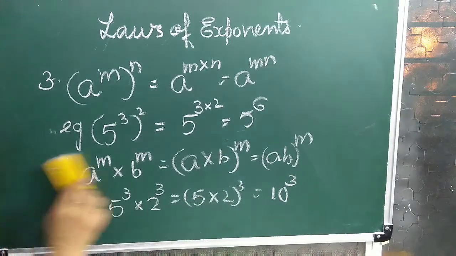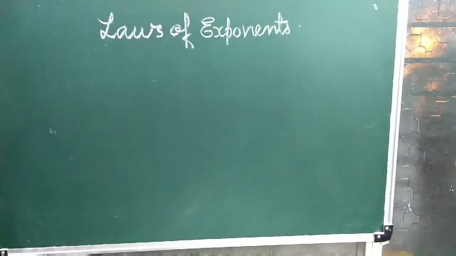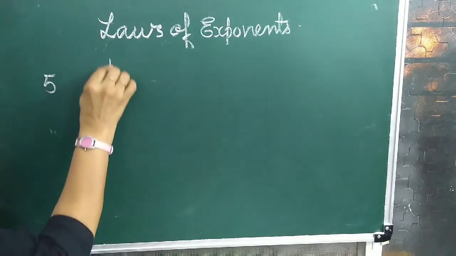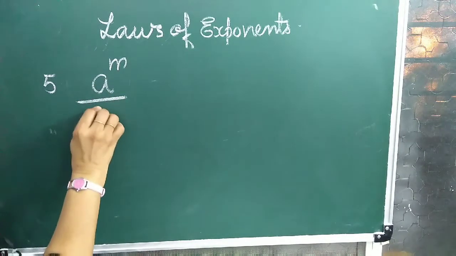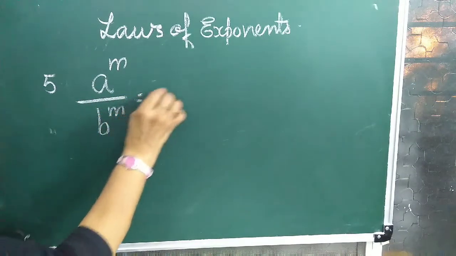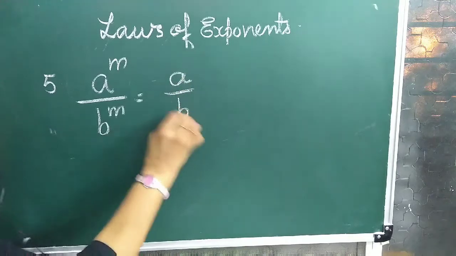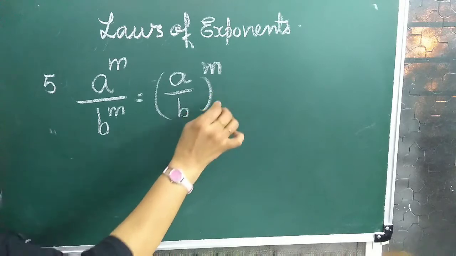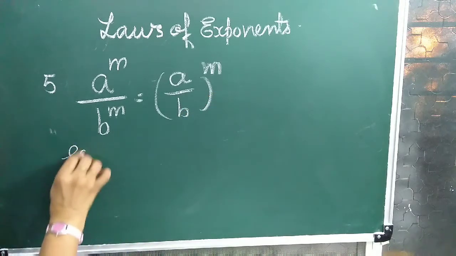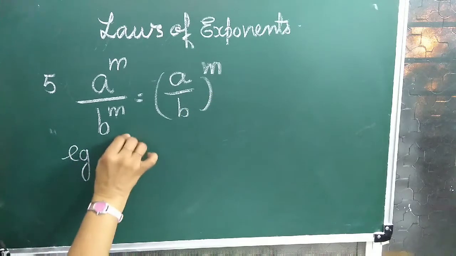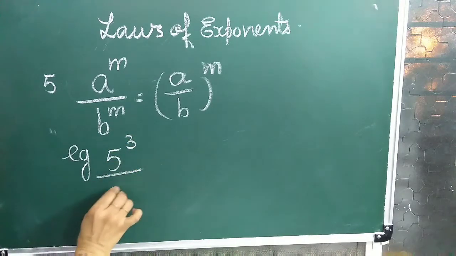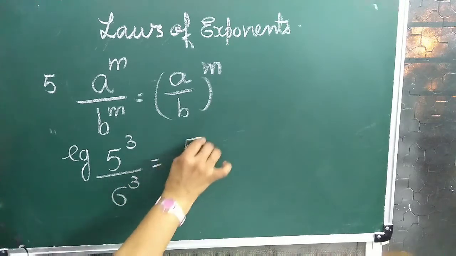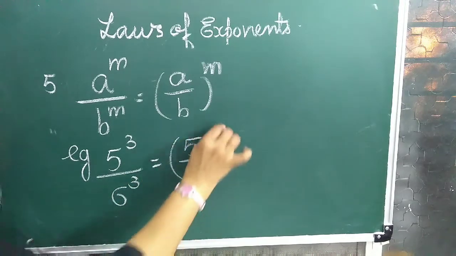Now the fifth law says a to the power m divided by b to the power m is equal to a upon b whole to the power m. For example, 5 to the power 3 upon 6 to the power 3 is equal to 5 upon 6 whole to the power 3.